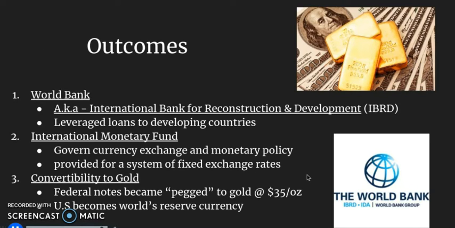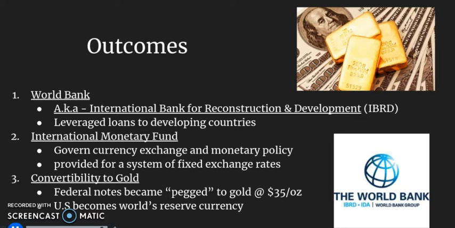So what came of it? Well, there was a 1,200-page document called the Articles of Agreement, agreed to by all 44 nations. And there are three major milestones. The World Bank, also known as the International Bank for Reconstruction and Development, was created.